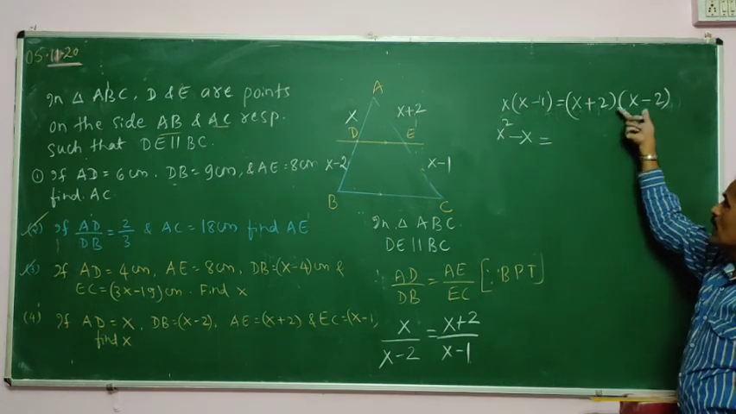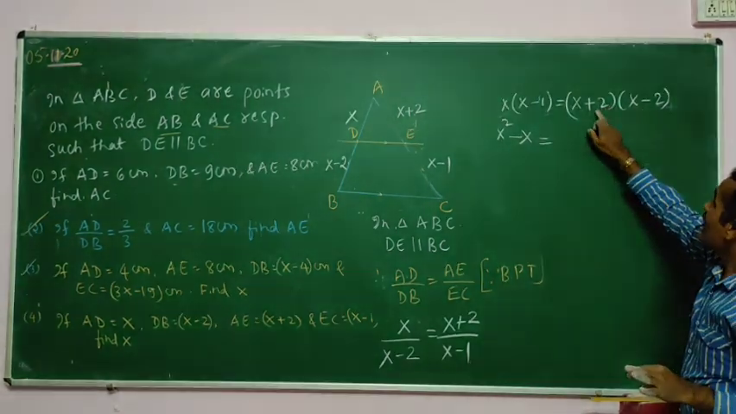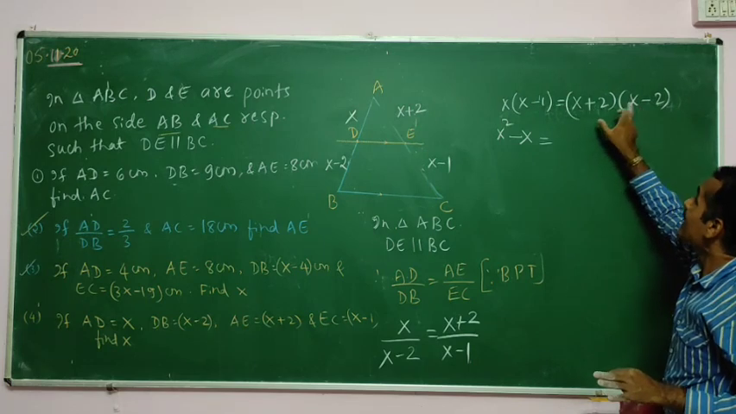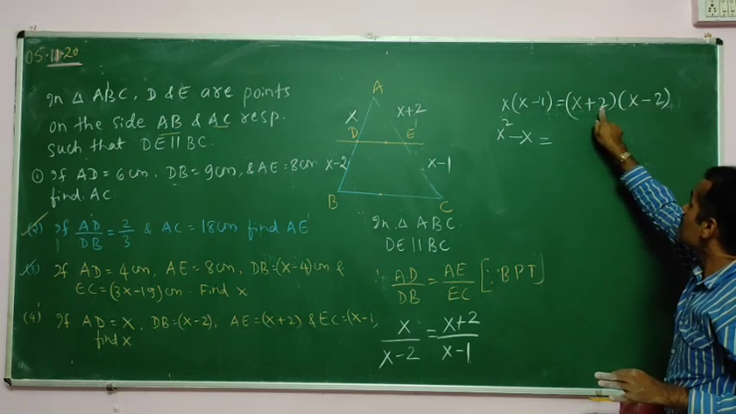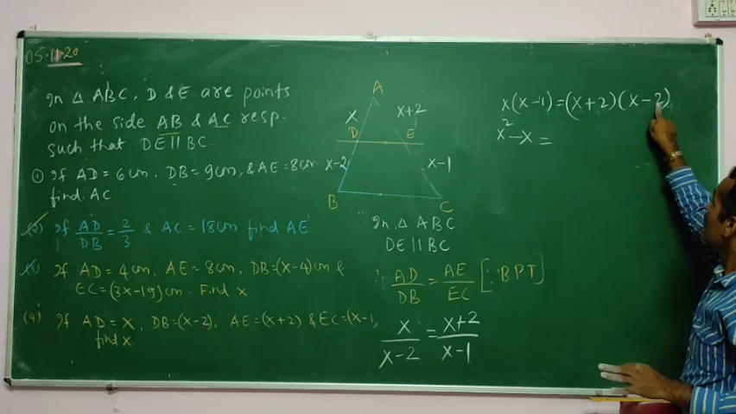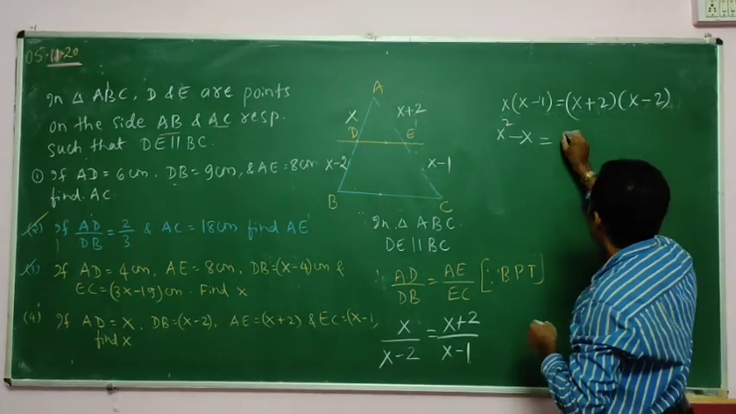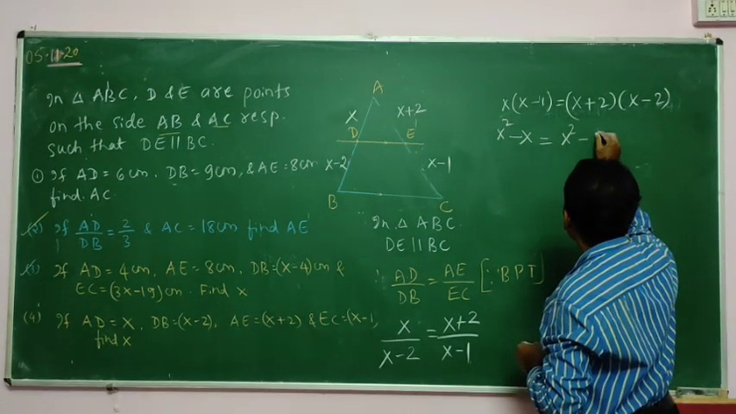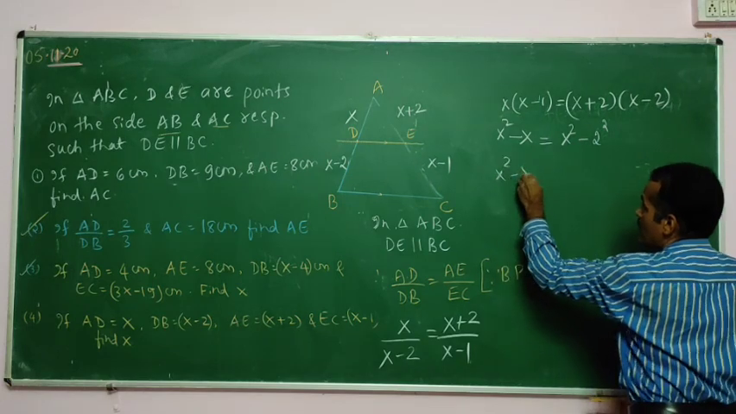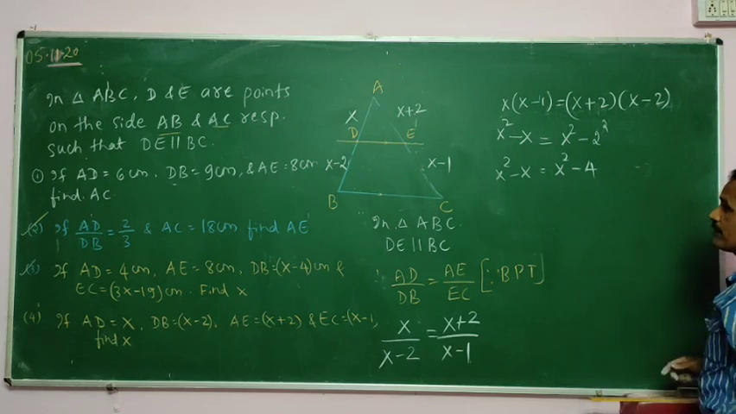This is no doubt a binomial into binomial, but I can expand it using a plus b into a minus b, which is a square minus b square. This is x square minus x is equal to x square minus 4.